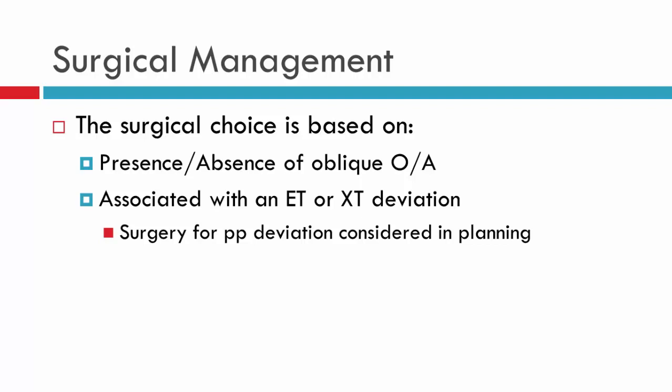Now, in correcting the oblique overaction, if there is a significant ESO or exo deviation in primary position, any weakening of the obliques is not going to have a significant impact on an ESO or exo that's large in primary position. So you can actually combine surgeries whereby you'll be operating on the horizontal muscles and the oblique muscle.